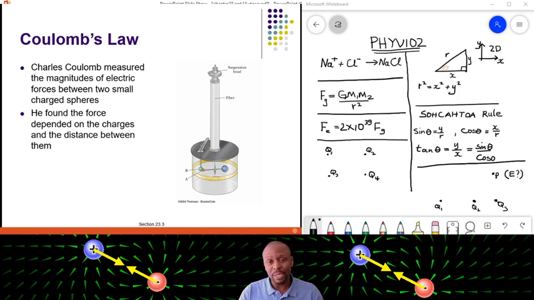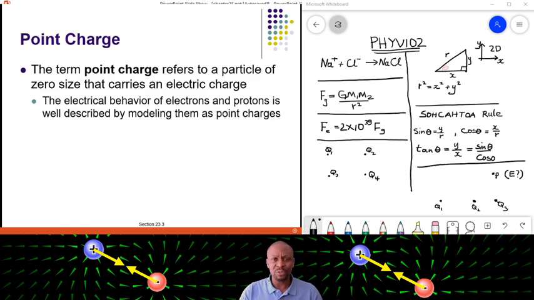Before I give you the mathematical description of Coulomb's law, I just want to define what a point charge is, because from now onwards you will be hearing me talking about point charges. A point charge refers to a particle of zero size that carries an electric charge. The electrical behavior of electrons and protons is well described by modeling them as point charges. Okay, good.